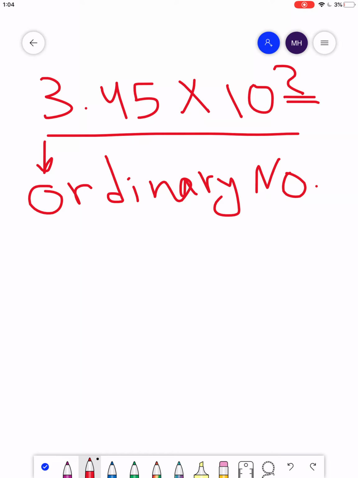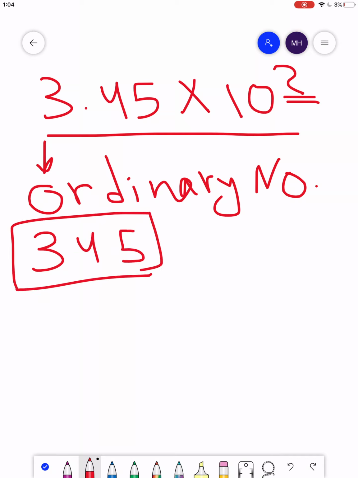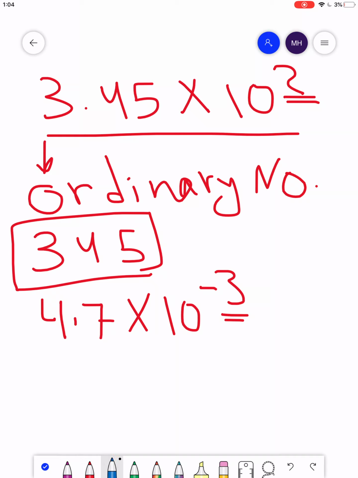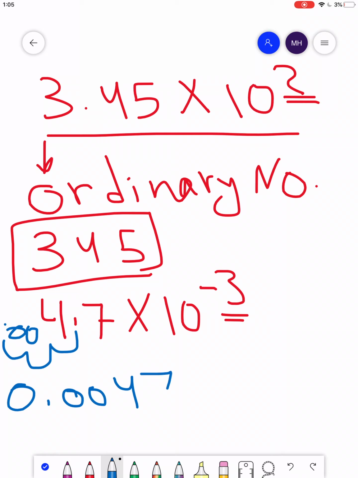The power is 2, so we move the point to the right twice, so the number becomes 345. Because 10 power 2 represents 100, I move 2 steps to the right. Now another example, 4.7 multiply 10 power negative 3. Look here, the power is negative, so I move the point to the left 3 steps. So 1, 2, 3. So I put here 0 and 0 point. The answer becomes 0.0047.